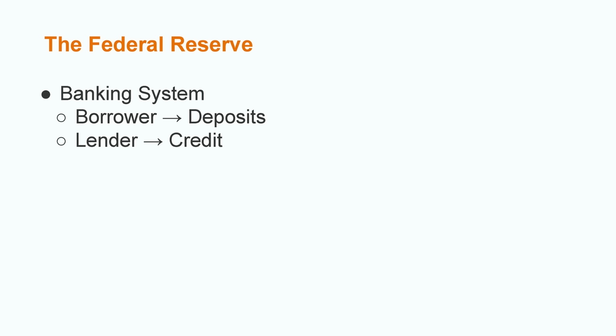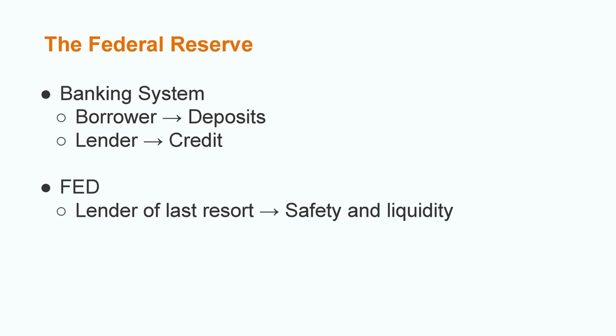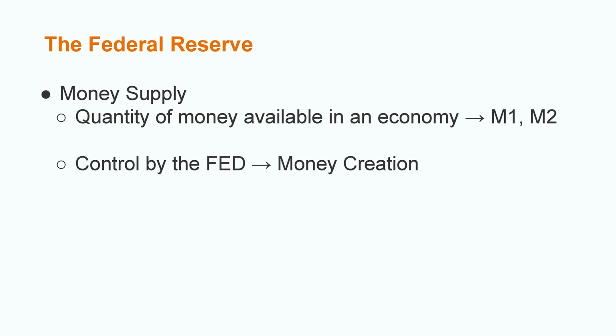Since banks handle such delicate operations, they need to be regulated and controlled, and that is done by the Fed. The Fed, first of all, is a lender of last resort, which means that it provides safety and liquidity to banks. The money supply is the quantity of money available in an economy. By available, we mean that it's circulating, which is what we previously defined as M1 and M2. The Fed controls the money supply, which means that it's in charge of the money creation.